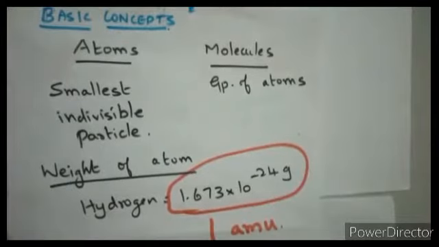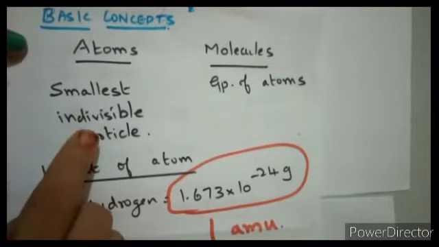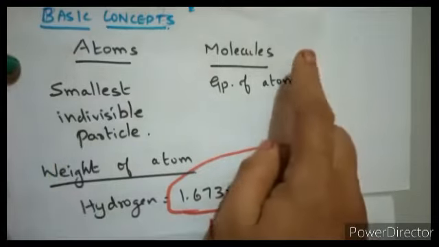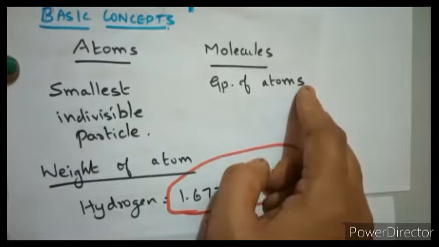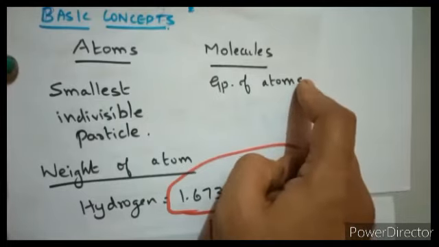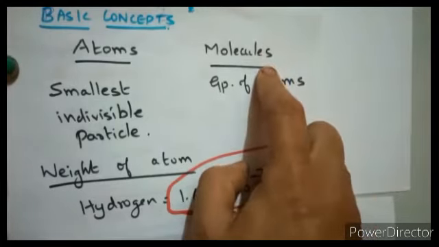Today we are going to see some basic concepts about atoms and molecules and how their weights are expressed. As we all know, an atom is the smallest indivisible particle of matter. This theory was proposed by John Dalton. And molecule is the term used for a group of atoms. When you have a combination of atoms, we use the word molecules.